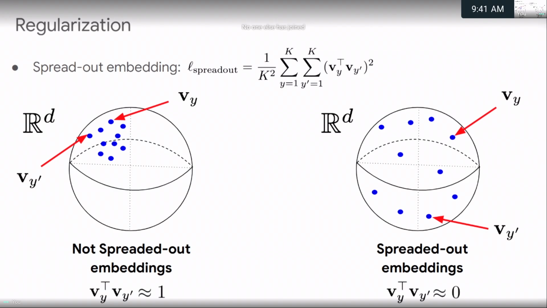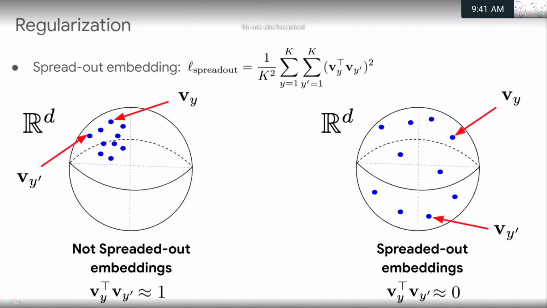Okay, so one standard way that I'm sure all of you know about for this overfitting problem is to add a regularization term. So what are the regularization terms that are suitable for this specific problem? We are going to add two regularization terms, and I'm going to talk about them in detail. The first one is a spread out regularization. We can write it mathematically as 1 over k squared, summation of y from 1 to k, y prime from 1 to k, v sub y transpose v sub y prime, squared.